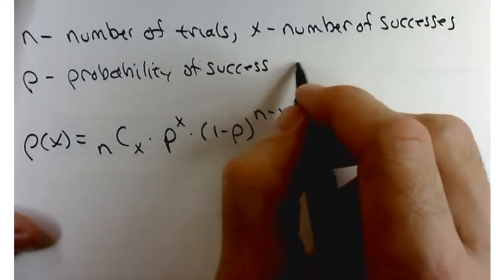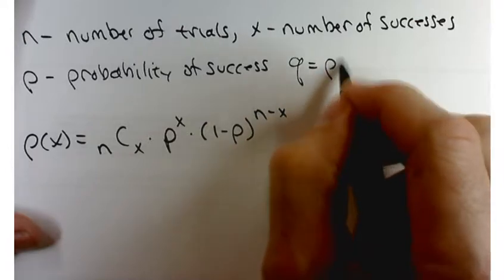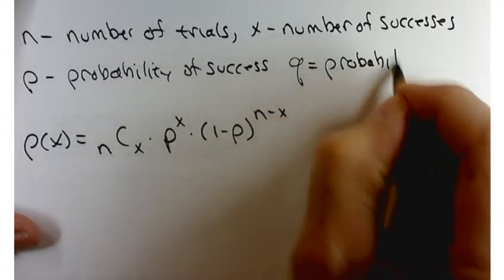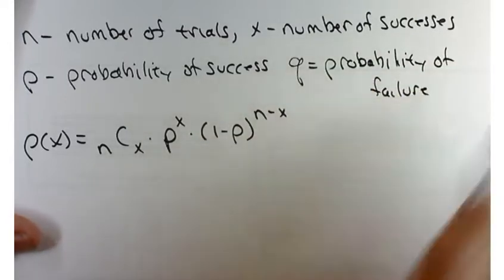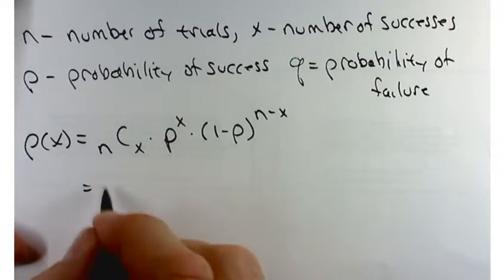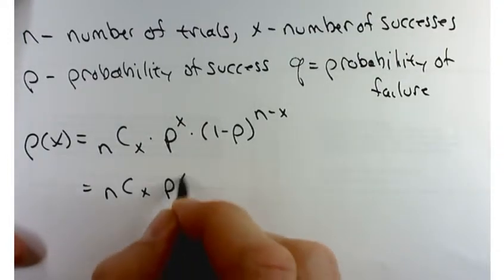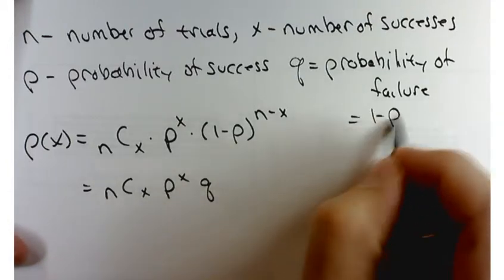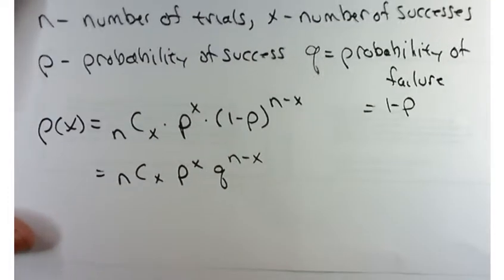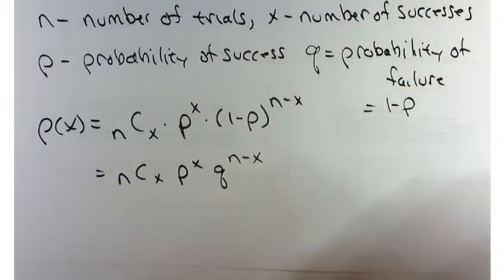Now sometimes we use the letter Q as the probability of failure. So n choose X, P to the X, Q to the n minus X, where Q is equal to 1 minus P. Now there's good news for you. There's abundant technology that allows us to calculate these probabilities without actually having to get our hands too dirty. So let's practice with it a little bit.